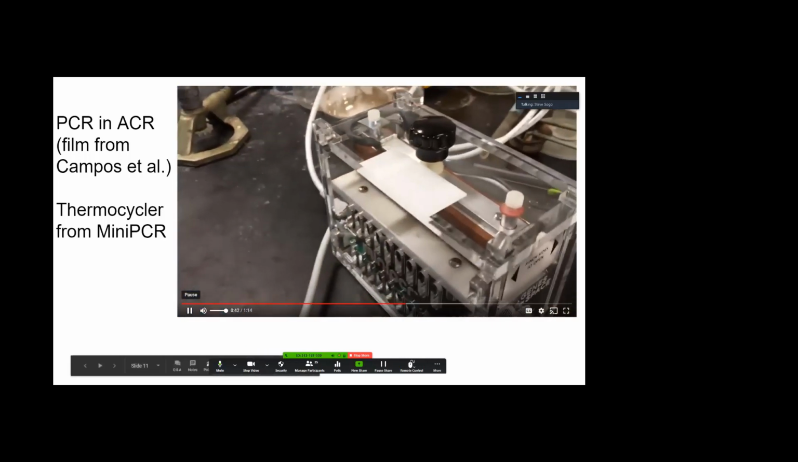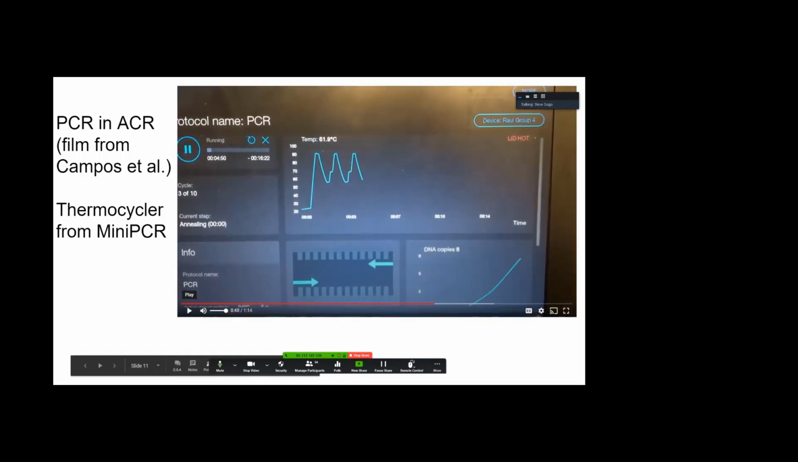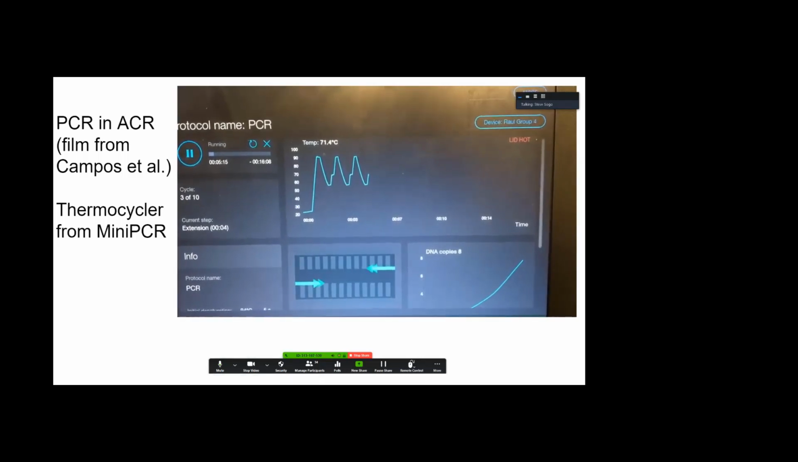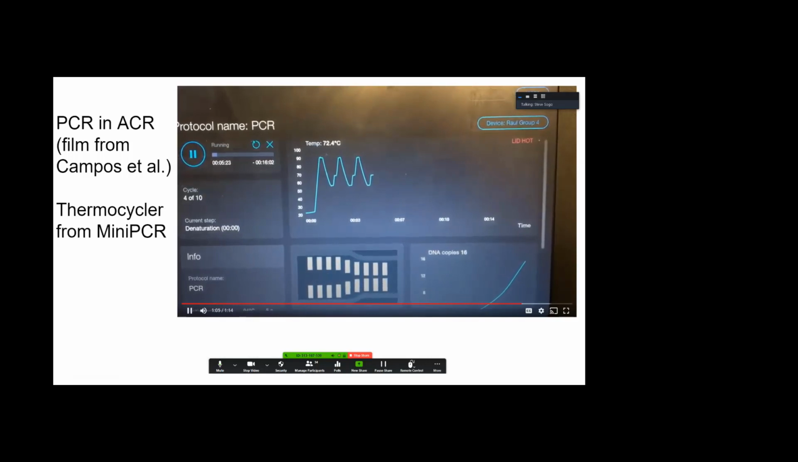There's a fan inside that's cooling it off. Temperature's dropping, and these arrows are the primers. So when the temperature's dropping, the primers are supposed to stick to the template DNA. And then in a little bit, you'll see it go zoop across, and that's the polymerase copying the DNA. Zoop, there it is, just copied the DNA. And over here, you can see the DNA copies is 8. And in just a few seconds, it's 16. Now we're going to, once again, heat up and separate, and there's the next cycle.